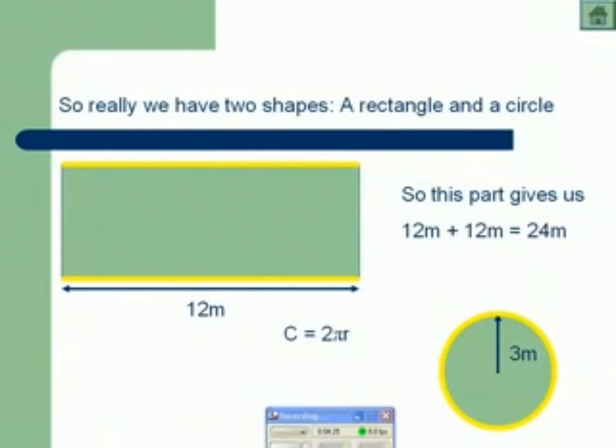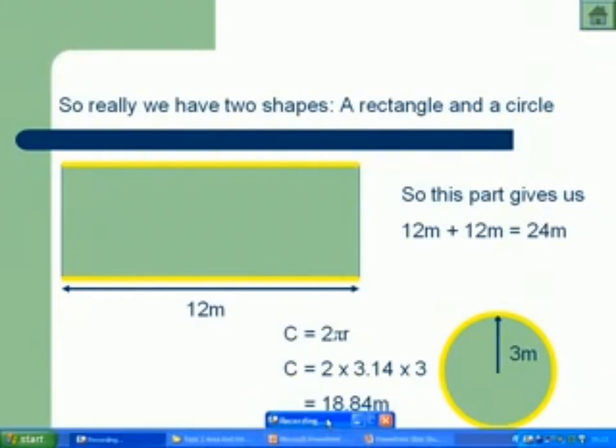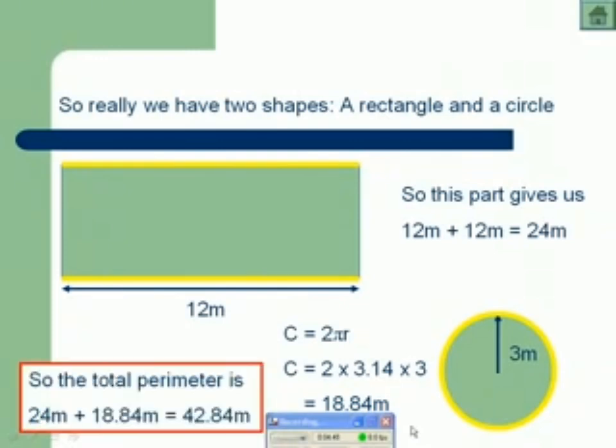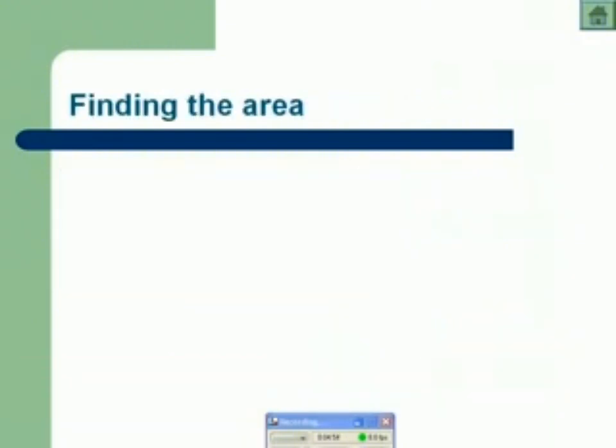So we know that our circumference is 2 pi r, which is pi times 2 lots of r. So our circumference is 2 times 3.14 times the 3. So it's going to be 18.84 meters. So our total perimeter, if we add these together, will be 24 plus 18.84, so that's 42.84 meters.